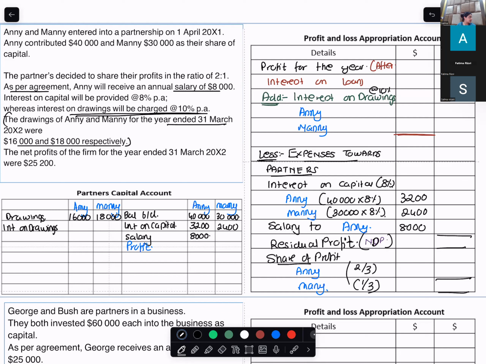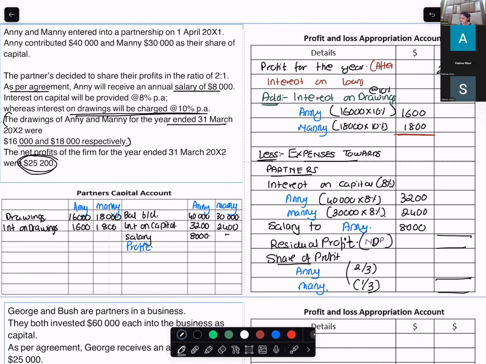Interest on capital is 16,000 and 18,000. Interest on drawings is 1,600 and 1,800. It will be on the debit side over here in the appropriation account. If you have space, you can show the calculation like 16,000 into 10% and 18,000 into 10%. Net profit for the year, how much? 25,200. Okay. So with this, I fill in all the information that is given to me.